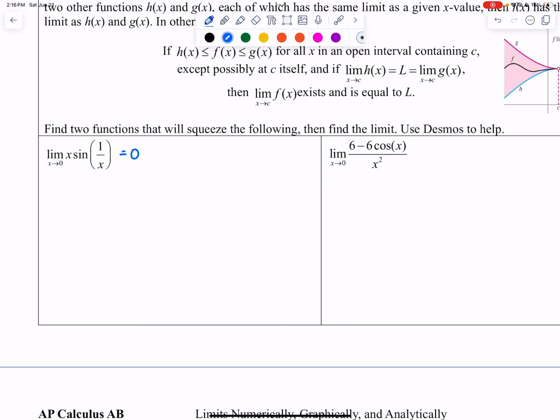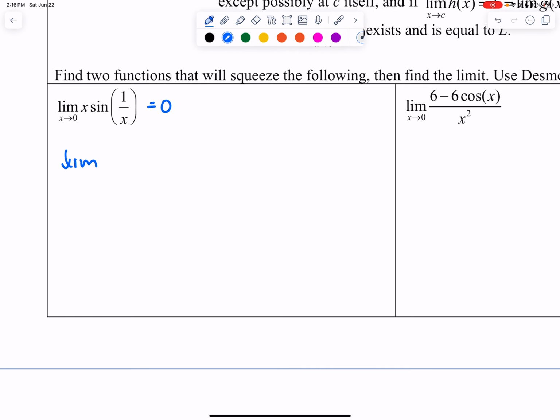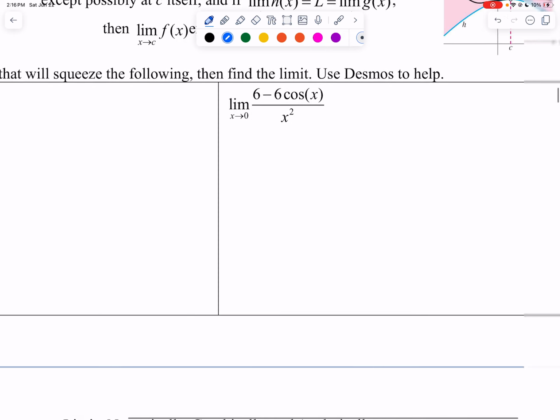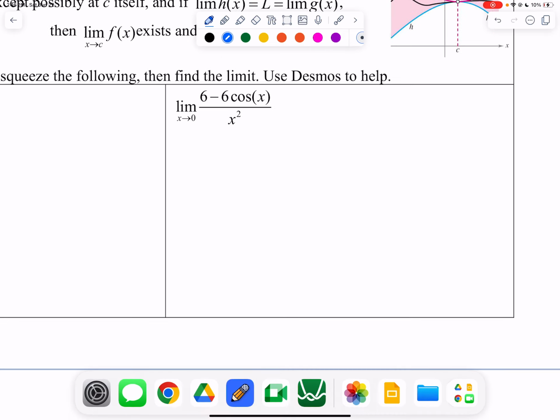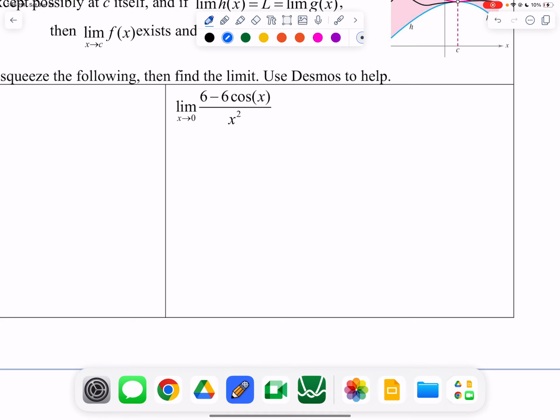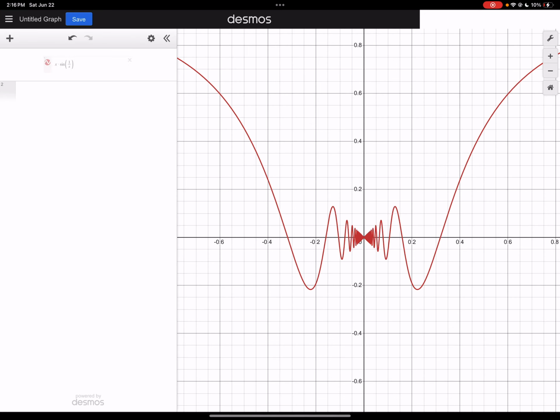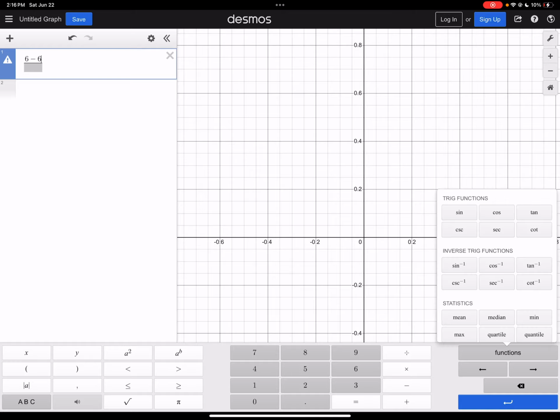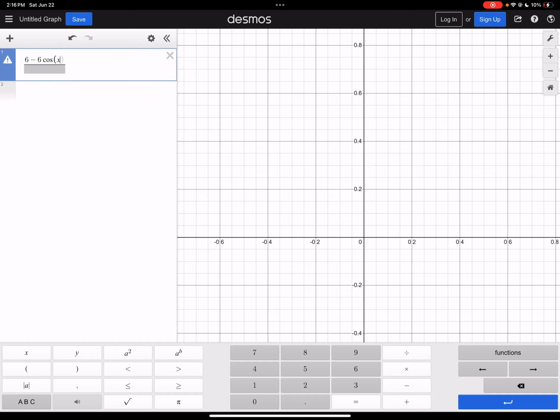Based off of the limit as x approaches 0 of the absolute value of x, and the limit as x approaches 0 of the negative absolute value of x. Now we can do the same thing for the second one, 6 minus 6 cosine of x over x squared. So I have 6 minus 6 cosine of x over x squared.